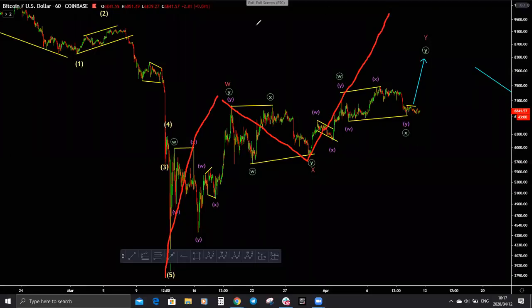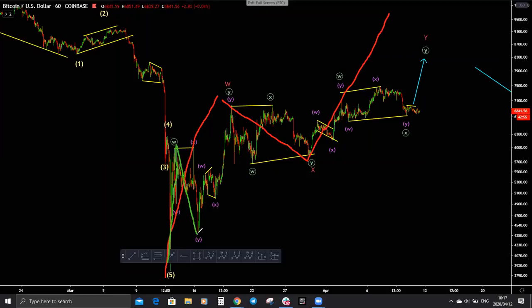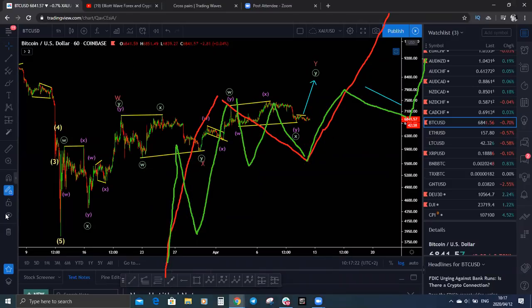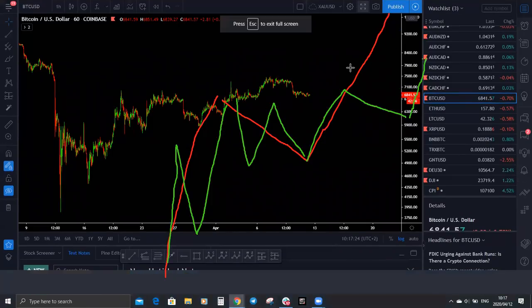Now, if you follow the green here, we're looking for this one. That's your W in green, WXY in green. Then you've got a pullback in WXY in green. Then you've got 3 waves in WX, and now we're looking for the last Y here before we get a deeper corrective structure. So let me just get off the full screen here and switch off the labeling so we can look at just the structures.